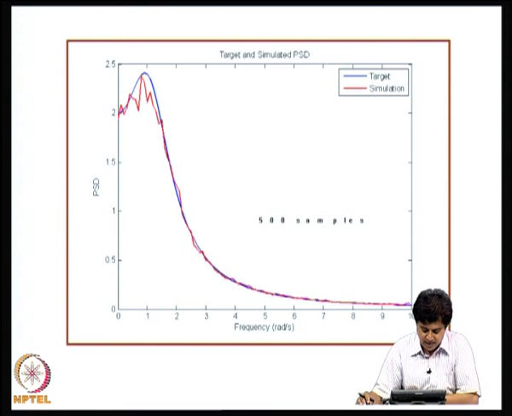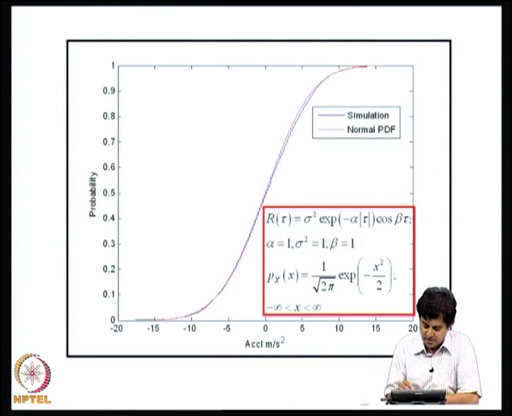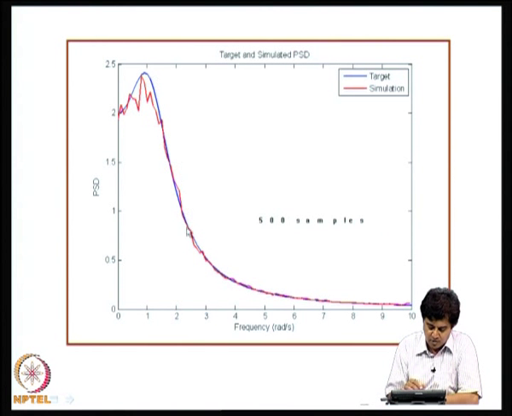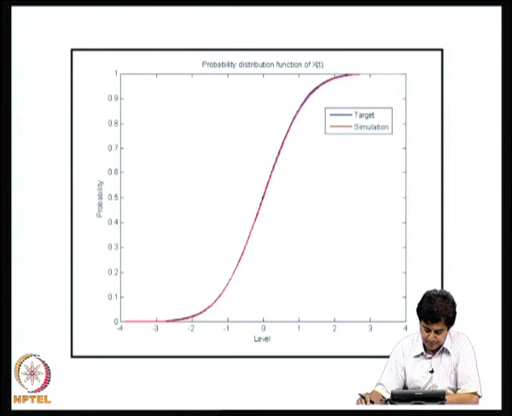This is for the same example, the autocovariance function. Its Fourier transform will give us a power spectral density function, and a one-sided power spectral density function is shown here. Blue is the target and red is the simulations obtained using 500 samples. So, there will be sampling fluctuations that arise, we need to understand that.